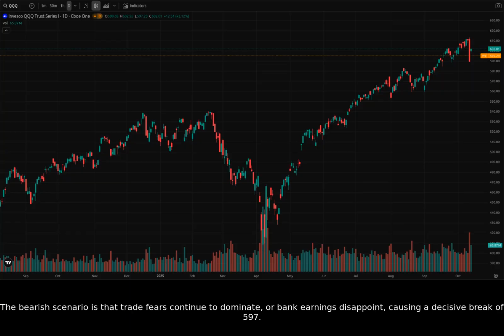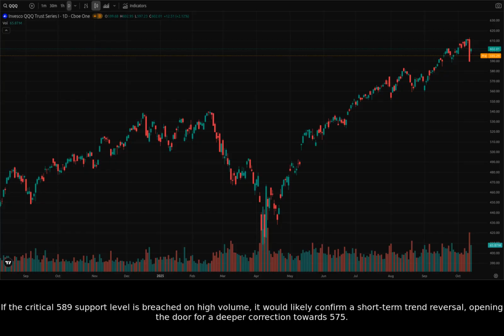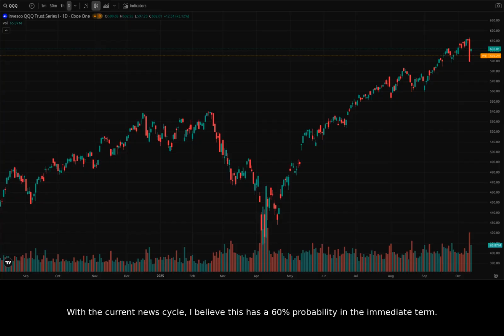The bearish scenario is that trade fears continue to dominate or bank earnings disappoint, causing a decisive break of 597. If the critical 589 support level is breached on high volume, it would likely confirm a short-term trend reversal, opening the door for a deeper correction towards 575. With the current news cycle, I believe this has a 60% probability in the immediate term.